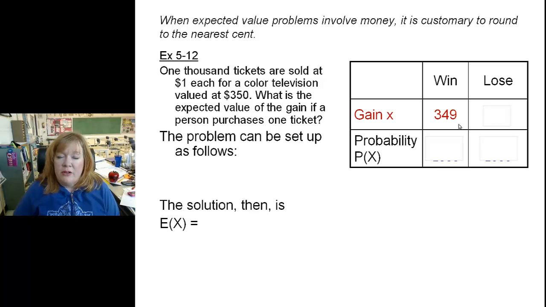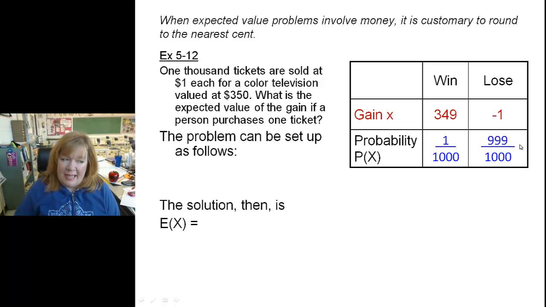What would be your loss? If you lose, you're going to lose $1. So probability of winning has to do with this 1,000 tickets being sold. There's only 1 television, 1 prize, so the probability of winning is 1 out of 1,000, which means your probability of losing is 999 out of 1,000. This is when you need to remember probability. In a probability distribution, these two have to add to 1. So if you get stuck with filling in the last box, you can add the others and subtract from 1. But if you know you got 1 winner, that means you got 999 losers.